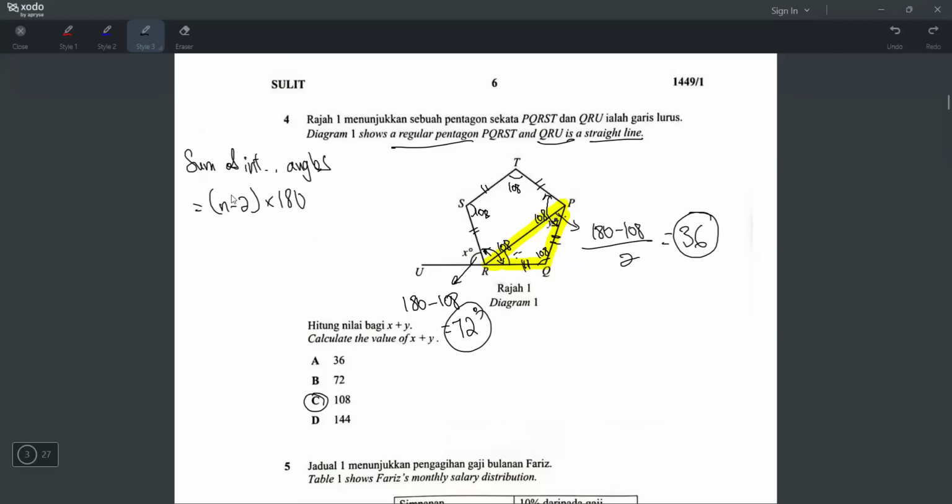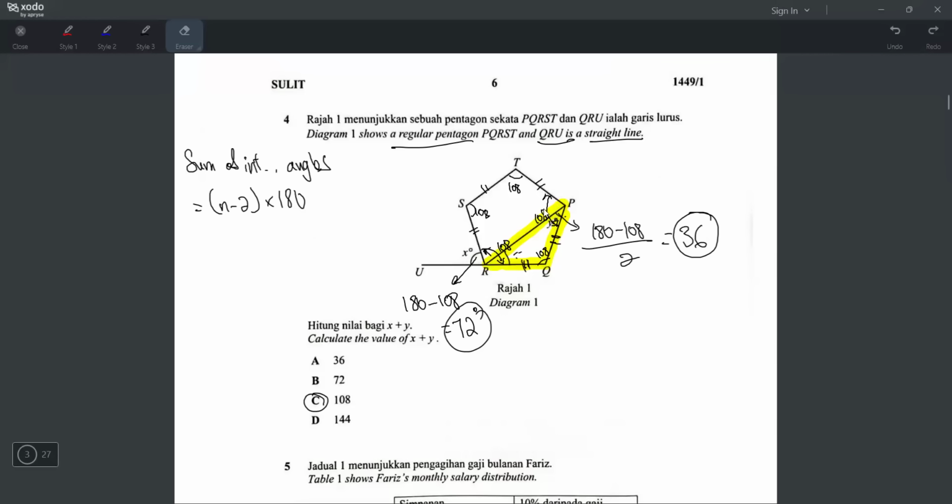So for example, if you have 3 sides, which means it's a triangle, you have 3 sides. So you want to know the sum of interior angle, jumlah sudut dalam, just ganti 3 minus 2, which is 1 times 180, 180. Maksudnya jumlah sudut dalam 180 lah, for 3 side punya triangle. But if it's 4 side, then 4 minus 2, and then times 180 lah, which is 360.